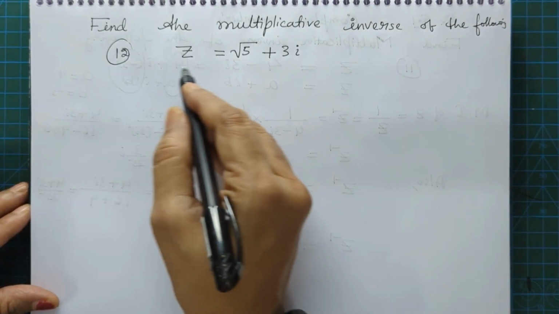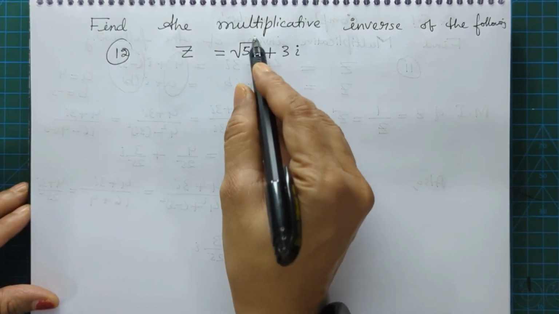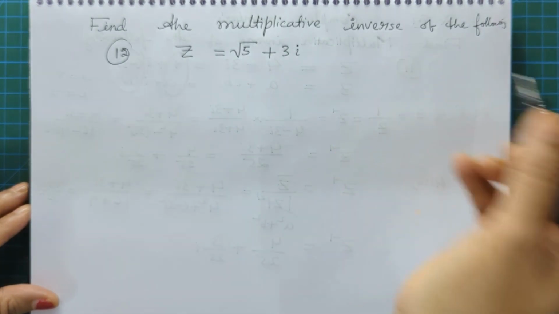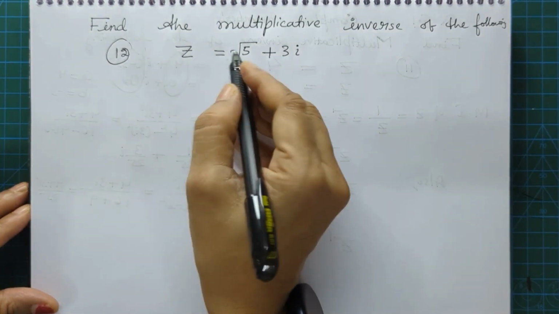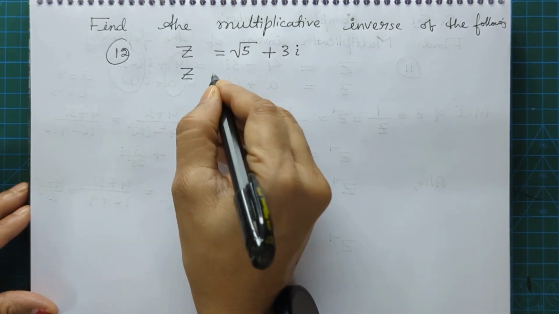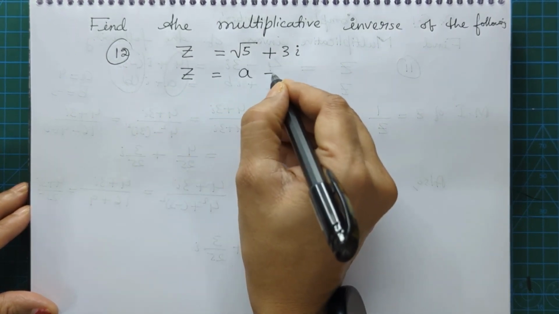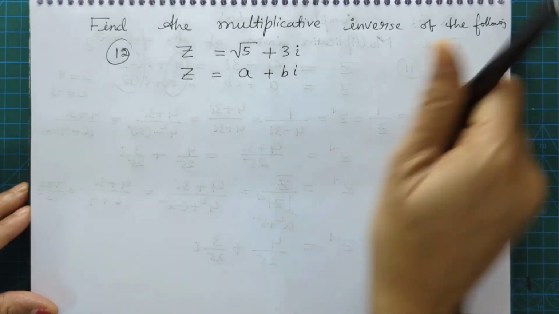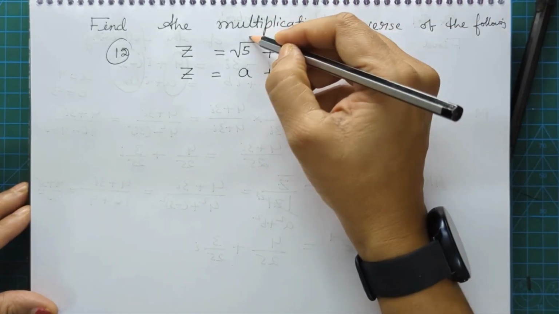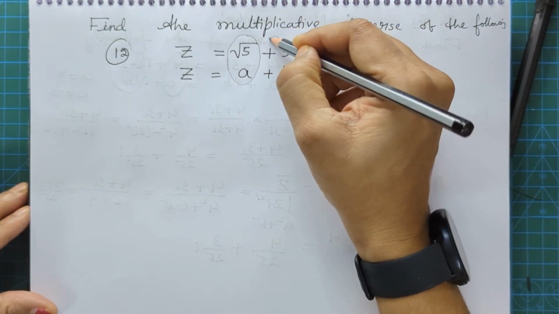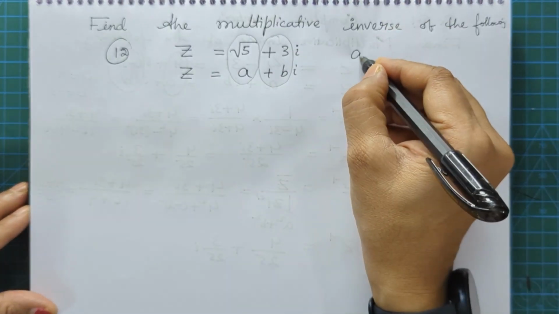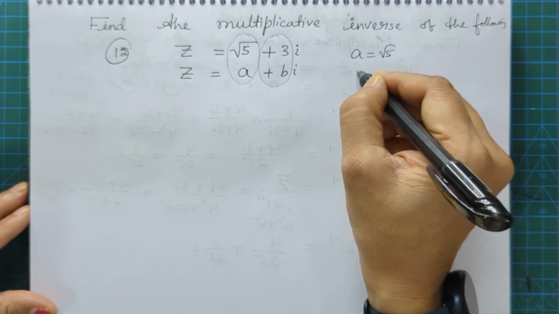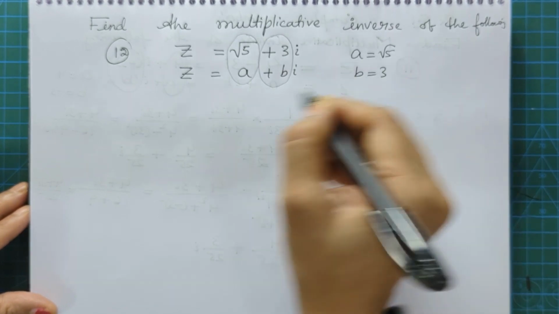The 12th question, where we are given the complex number and we are supposed to find its multiplicative inverse. So we'll find the multiplicative inverse by using the regular formula. First we will write the standard form, z is equal to a plus ib, and we will pick up what is a and what is b. So a happens to be root 5 and b is 3.